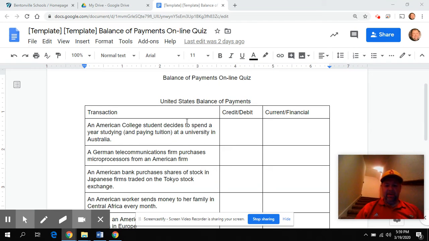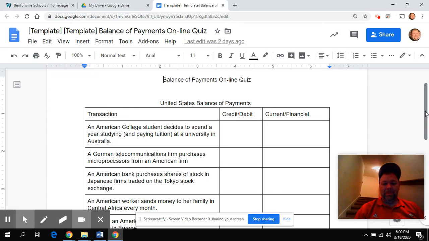Hey guys, just wanted to go over the balance of payments quiz that you were supposed to submit. Go ahead and make sure you got that submitted, and I'm going to go through it with you here. I will share your scores with you online, or you can check on Hack. I'll get those recorded and put in as soon as I can.